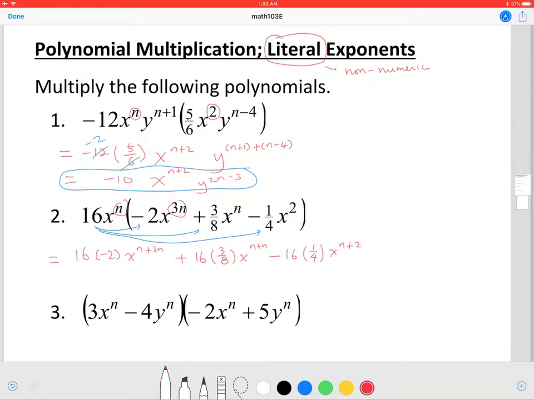All right, so let's clean this up. So this will be negative 32 x to 4n, and the second term, that will cancel out. So I have plus 6 x to 2n. And here the 4 and the 16 will cancel out, leaving me the negative 4x raised to n plus 2 power. All right, so that's my final result for this number 2 problem.